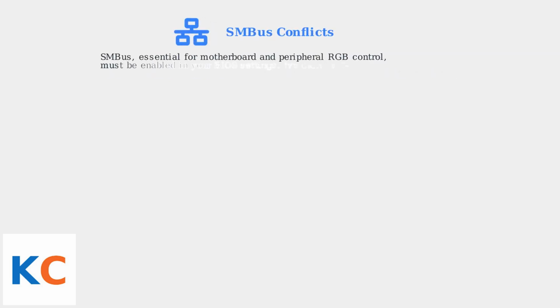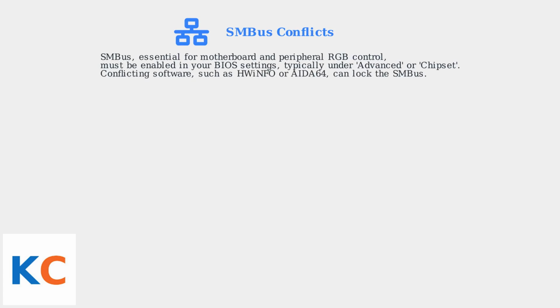SMBus, essential for motherboard and peripheral RGB control, must be enabled in your BIOS settings, typically under Advanced or Chipset. Conflicting software, such as HWinfo or AIDA64, can lock the SMBus.